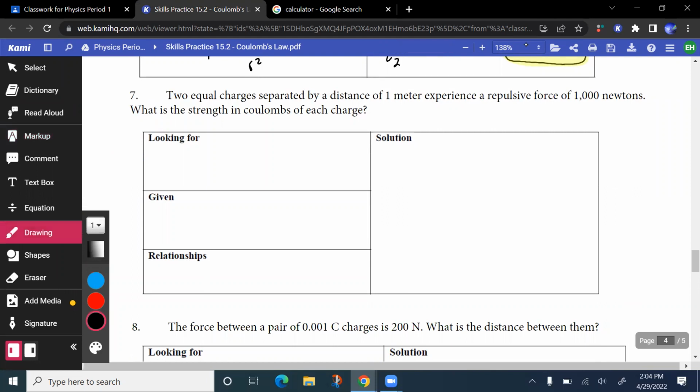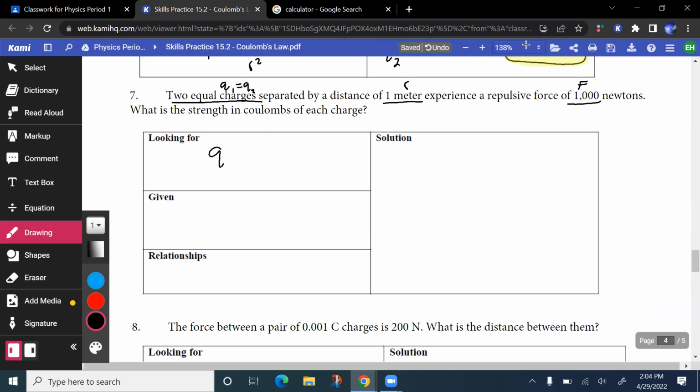Number 7, 2 equal charges separated by a distance of 1 meter experience a repulsive force of 1,000 newtons. What is the strength of each charge? So 2 equal charges means that Q1 equals Q2. We'll come back to that idea in a second. Distance of 1 meter, force of 1,000 newtons.